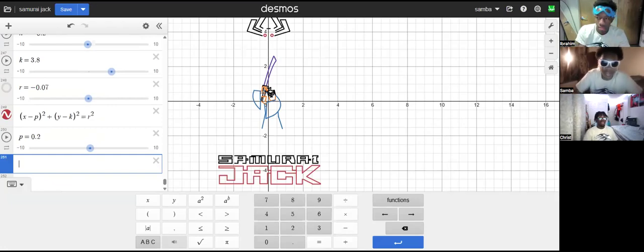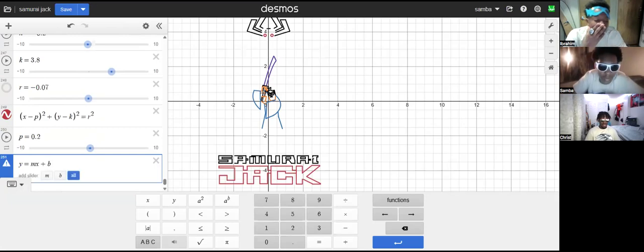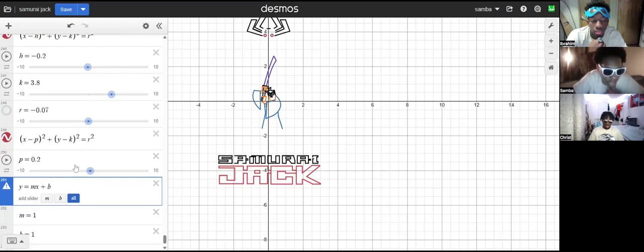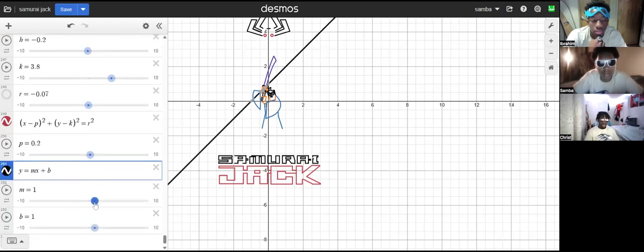So, an example of what Chris, Ibrahim, and I did: we lay out the basic equation, y equals mx plus b. The m stands for the what? The slope. Yeah, the slope. And the b stands for the y-intercept. So we're going to add a slider for both m and b to create a line.